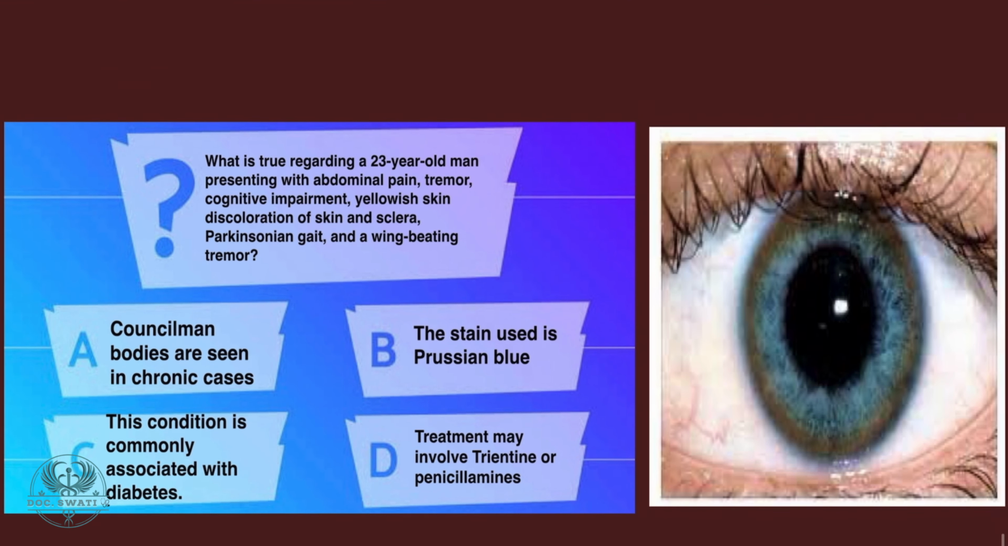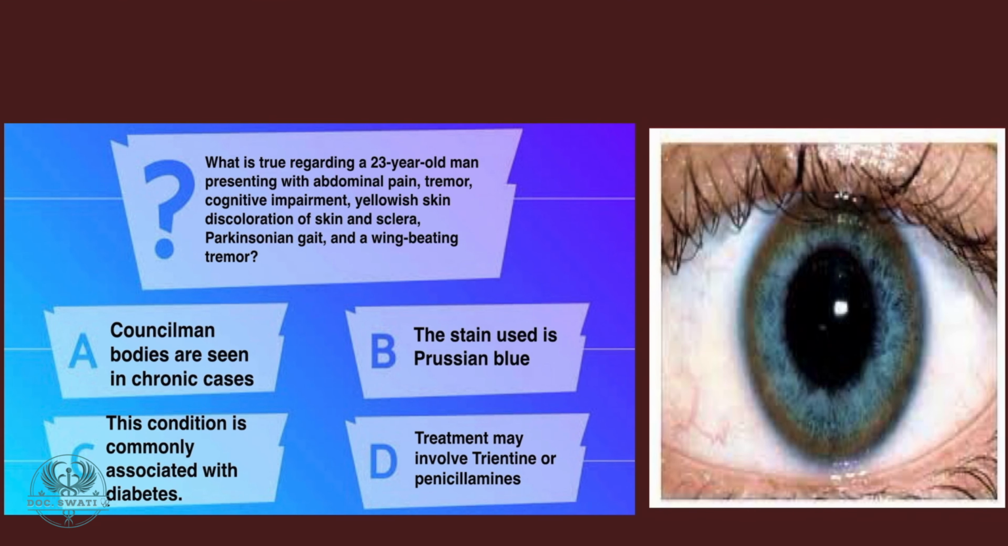Now let's solve the last question for today, which is, what is true regarding a 23-year-old man presenting with abdominal pain, tremor, cognitive impairment, yellowish discoloration of skin and sclera, Parkinsonian gait, and a wing beating tremor? Option A, Councilman bodies are seen in chronic cases. Option B, the stain used is Prussian blue. Option C, the condition is commonly associated with diabetes. Or option D, treatment may involve trientine or penicillamine. So which option is correct according to you? Well, yes, option D, treatment may involve trientine or penicillamine, is the correct option.